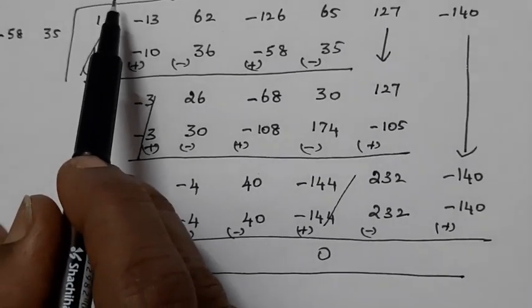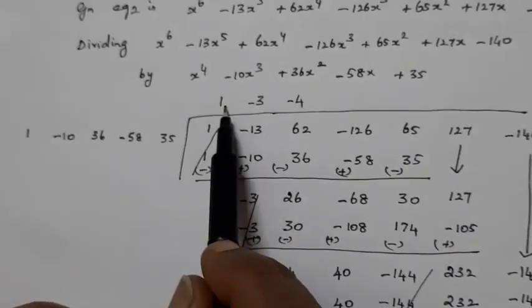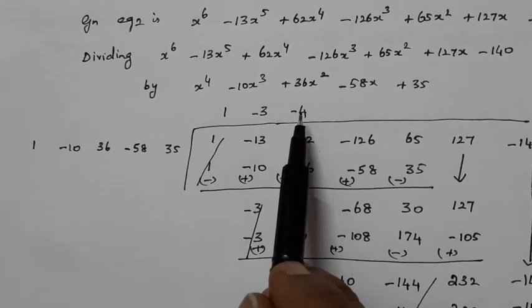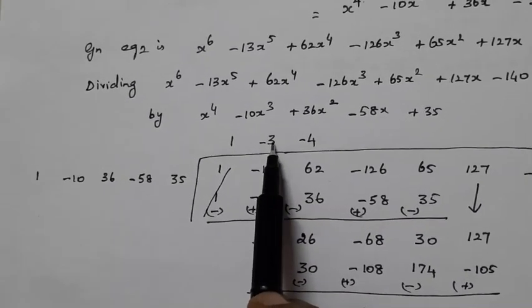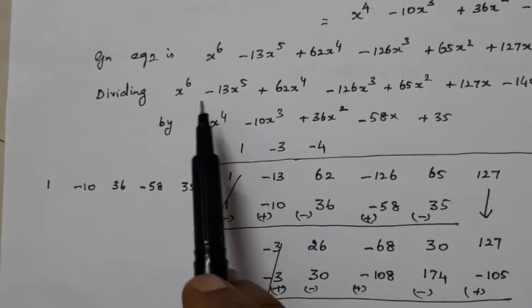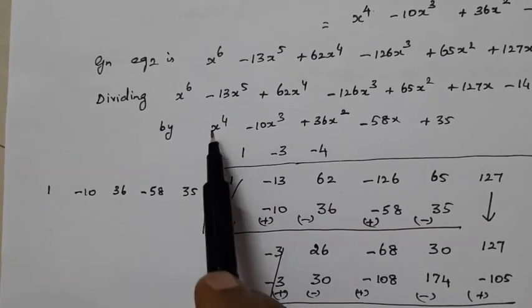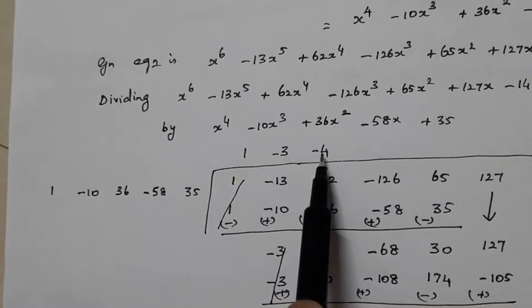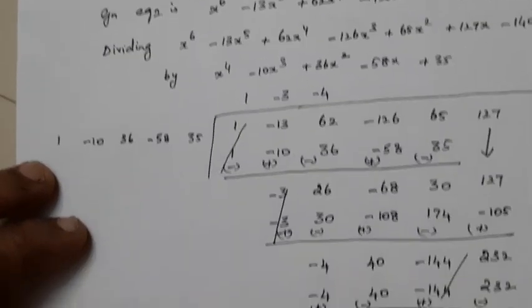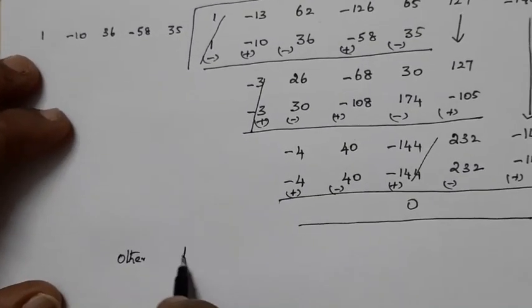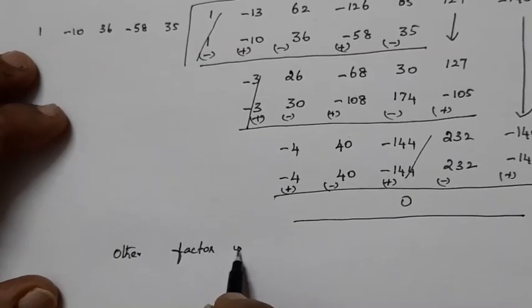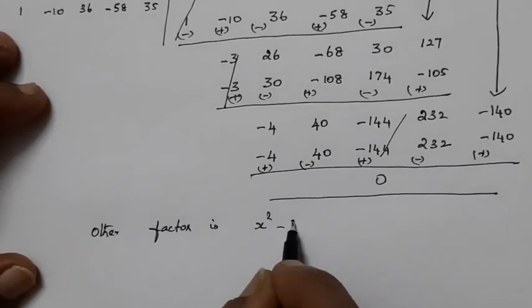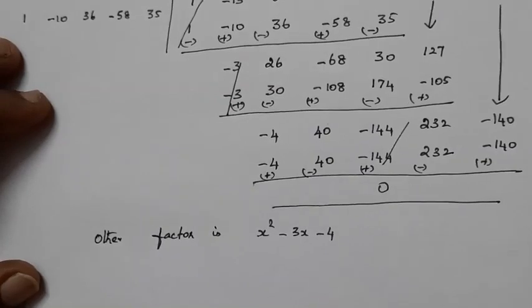So what is the quotient? These are the coefficients of the quotient. This will be the constant term, this will be the x term, and this will be the x squared term. While dividing x^6 by x^4, the starting term will be x squared. So this is the coefficient of x squared, x and then the constant. Therefore, what is the other factor? The other factor is x^2 - 3x - 4.